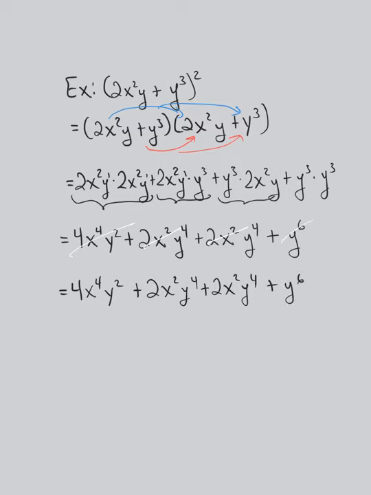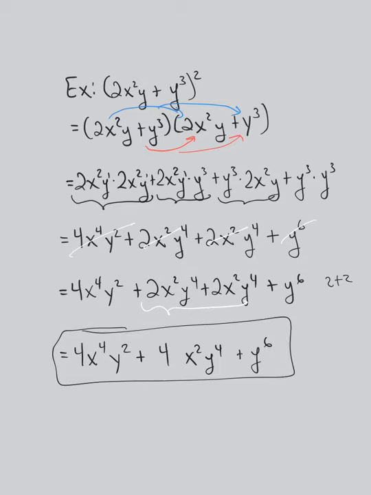All right, and the key thing is, these are like terms right here, and so I need to get those added together. But let's first write the first term: 4x to the fourth y squared. Again, remember, once you're collecting like terms, the variable part stays the same, and then you just work with the coefficients. That's a 2 plus a 2, so we get 4 there, and then we just have plus y to the sixth, and that is the answer.